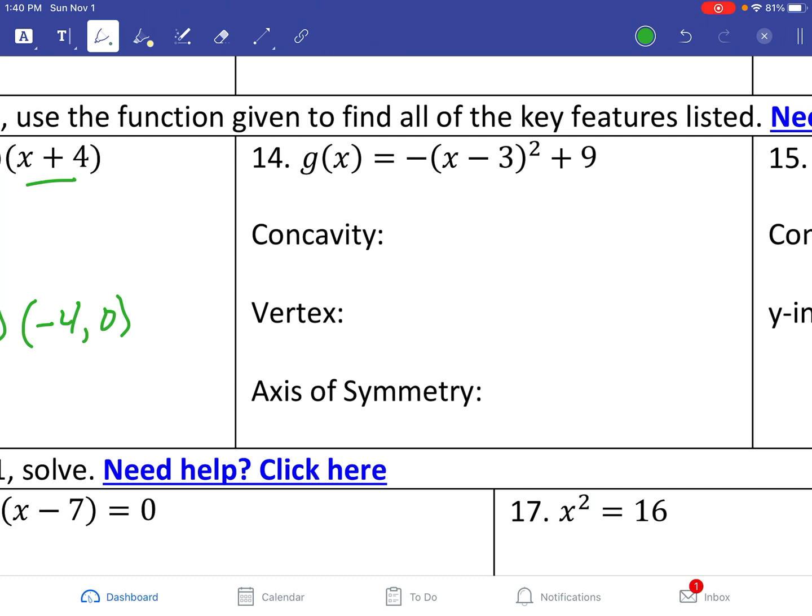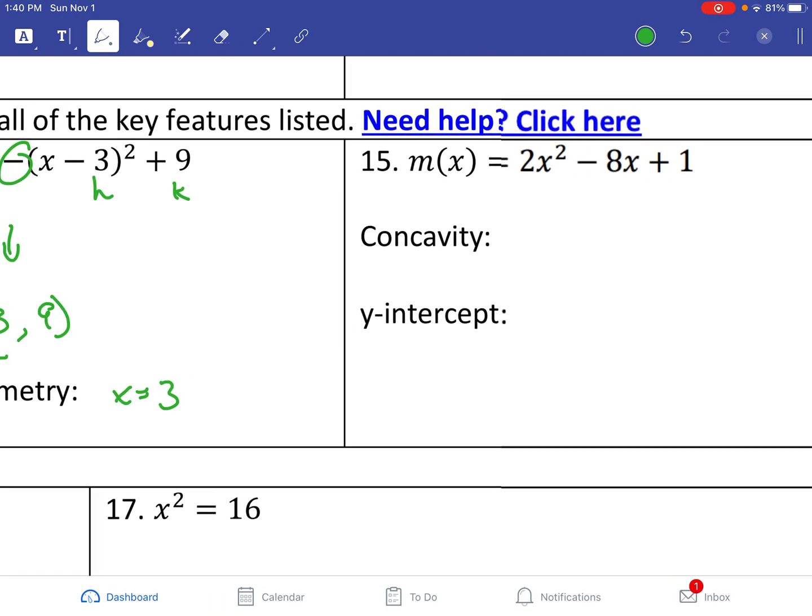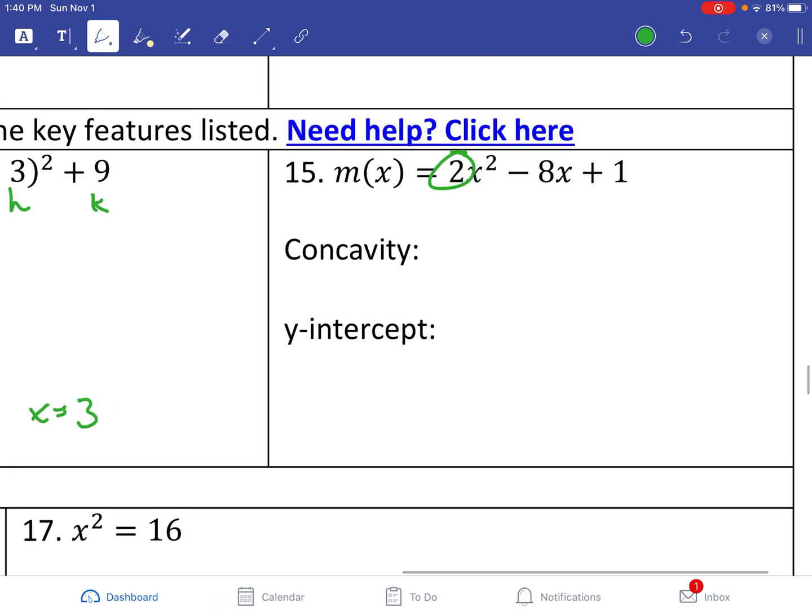All right, number 14, concavity. This is a minus sign, so it's going to go down. Your vertex is h, k. The h changes sign, so it's positive 3 and 9. Your axis of symmetry is going to be based off of your h value in your vertex, x equals 3. And then number 15, your concavity, since this number is positive, it's going to go up. And your y-intercept is based on this number here, so it's going to be 0, 1 as a point.